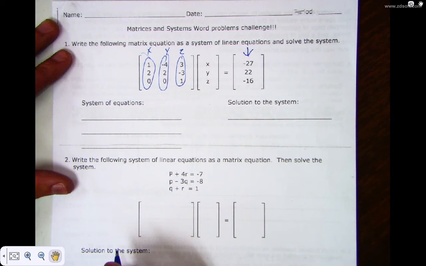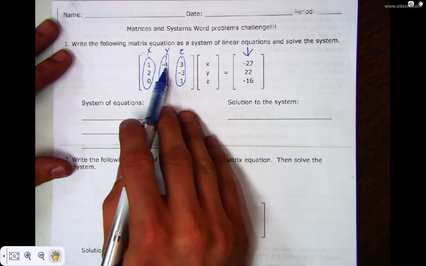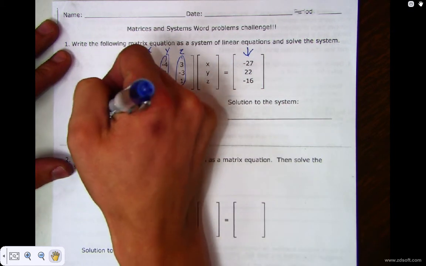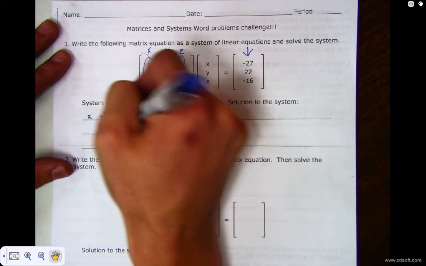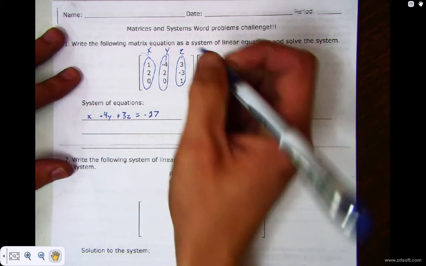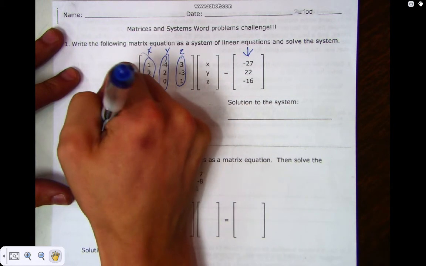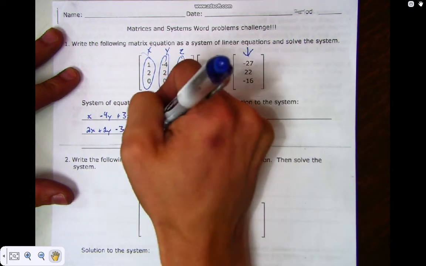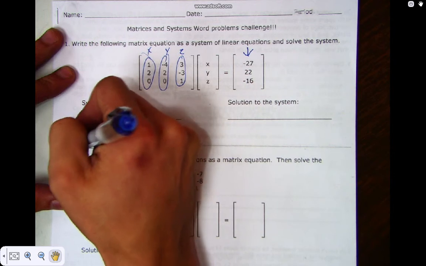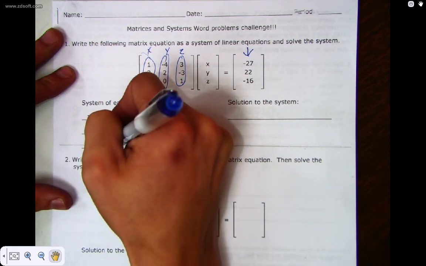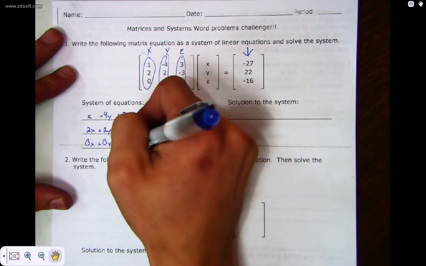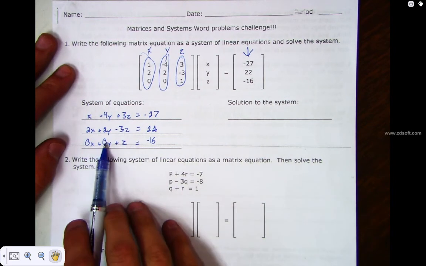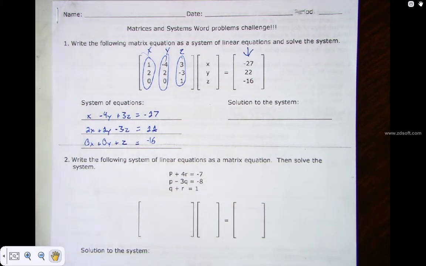So on the first equation, I'm going to have 1x minus 4y plus 3z equals negative 27. Next one, I'm going to have 2x plus 2y minus 3z equals 22. Next, I'm going to have 0x plus 0y plus 1z equals negative 16. So I wrote out those zeros because that's what I've been showing you guys. You don't want to miss that when you put it into your matrices, okay?